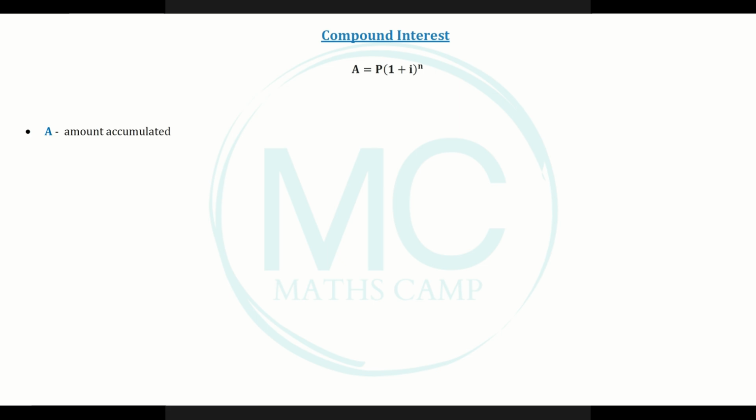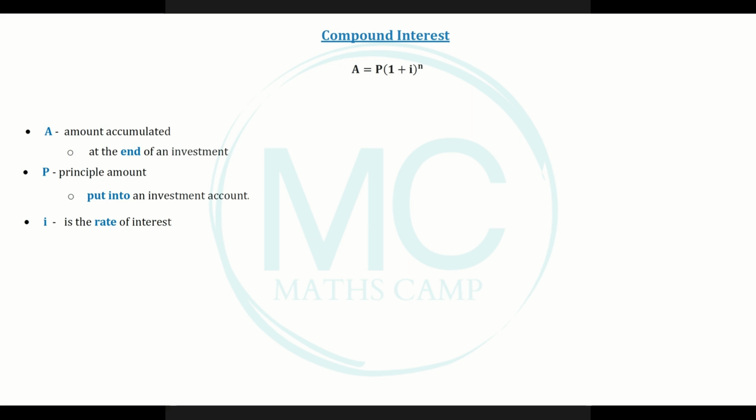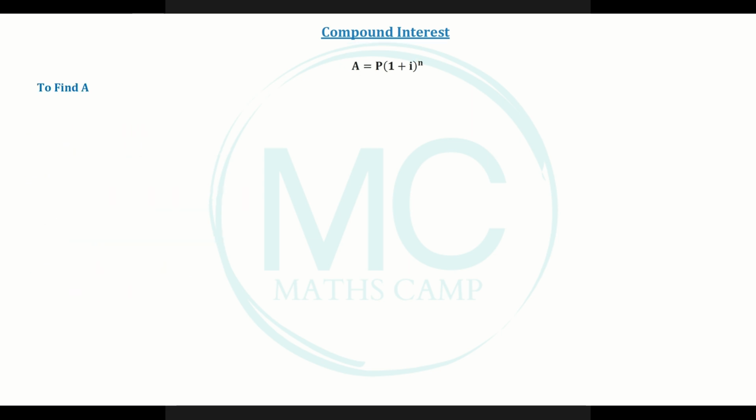Here, A is still the accumulated amount at the end of the investment. P is still the principal amount, it is the amount you put into the investment. i is still the rate of interest, calculated as a percentage over 100. And n is still the duration of the investment, calculated in years. To find A, we start by adding 1 and i. Then we find the value of the bracket to the exponent of n. And finally, we multiply everything by P.